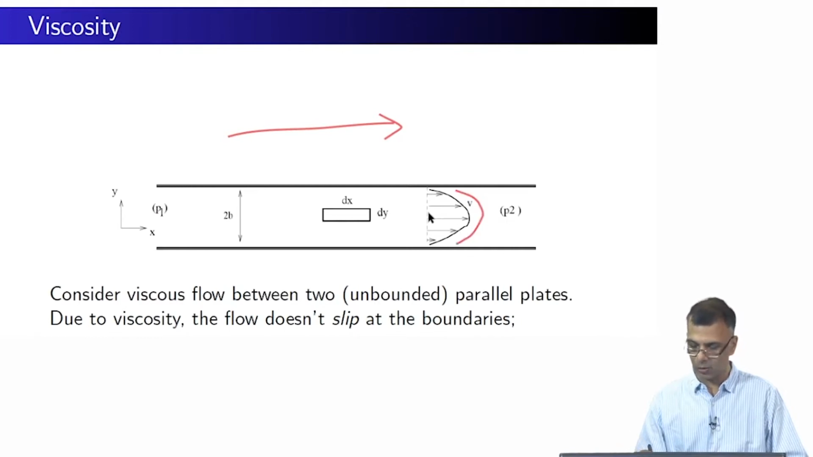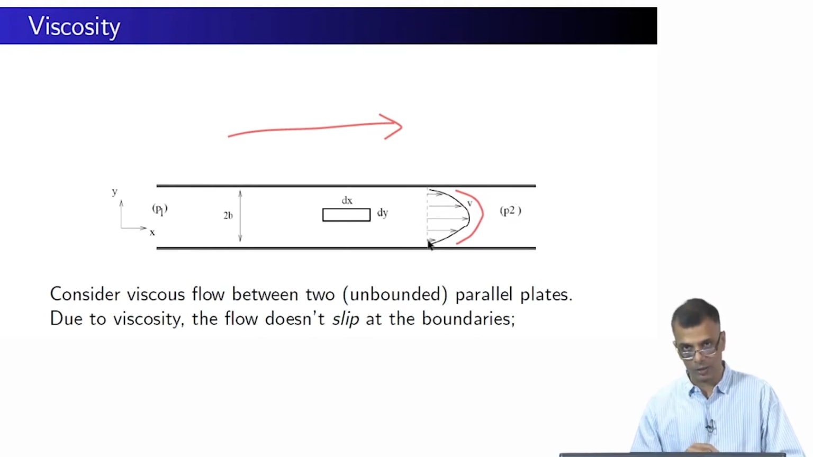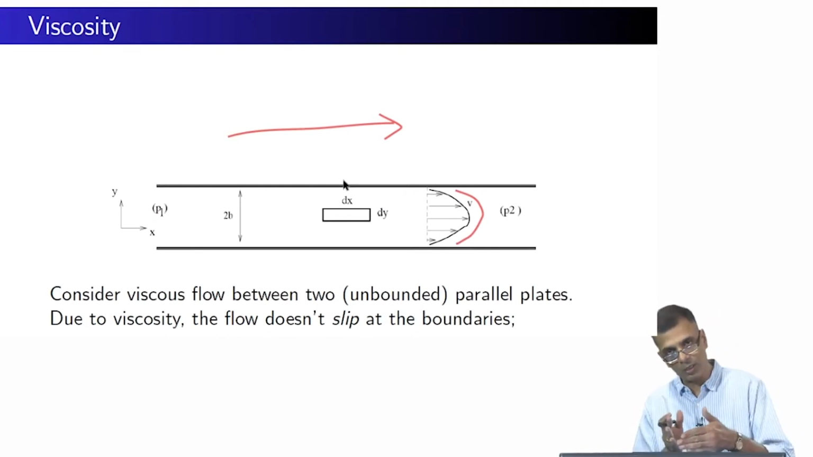So the velocity is largest at the center of the pipe. It progressively decreases, and the fluid sticks to the boundaries. This is the whole point of viscosity, right? It sticks. The flow does not slip at the boundaries. There is no slippage, right?